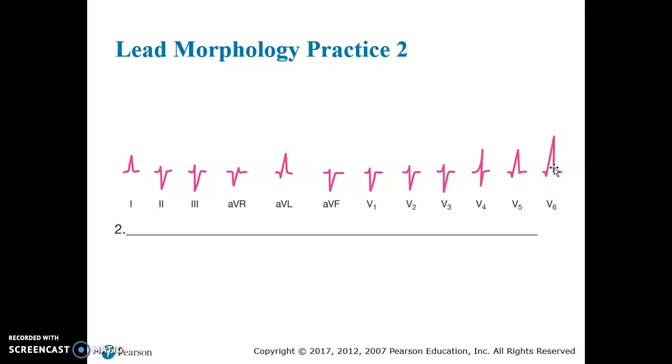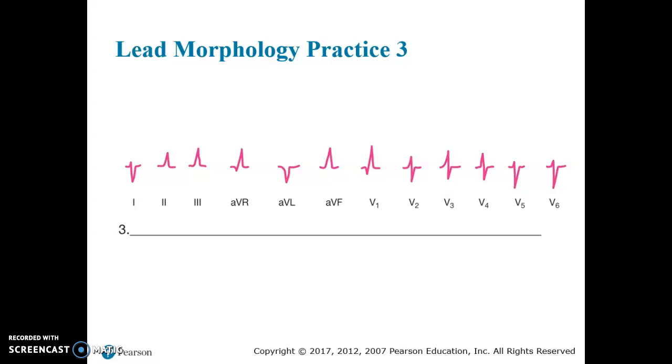Lead 1 is normal. Leads 2 and 3 are negative, and they should be a positive deflection. AVR and AVL are both okay. AVF is negative, and it should be positive. And the precordial leads, these look okay. So this is abnormal morphology with those changes.